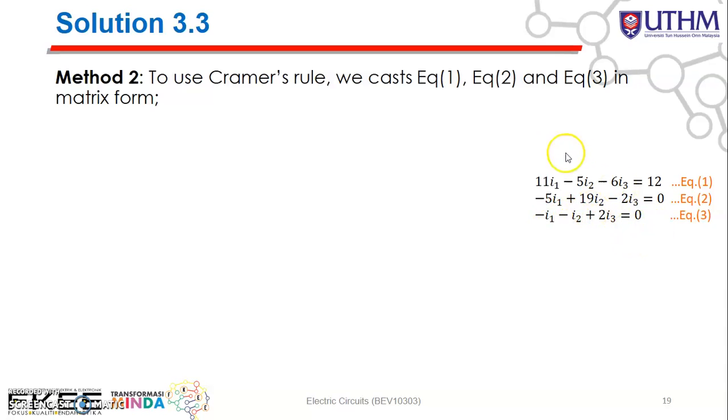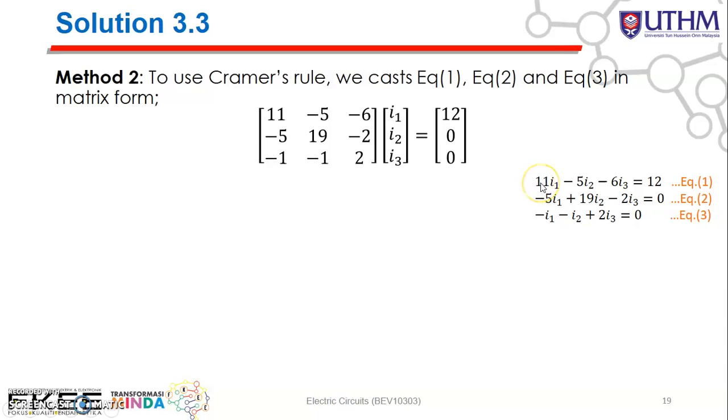Okay, and then based on the equations, we cast them into matrix form. So here you have 11, negative 5, negative 1, and then negative 5, 19, and negative 1, and here negative 6, negative 2, 2. Okay, all this matrix will be multiplied with I1, I2 and I3, equal to the values 12, 0 and 0. So the matrix will be 12, 0 and 0.